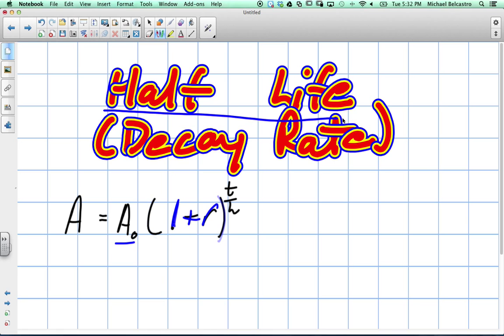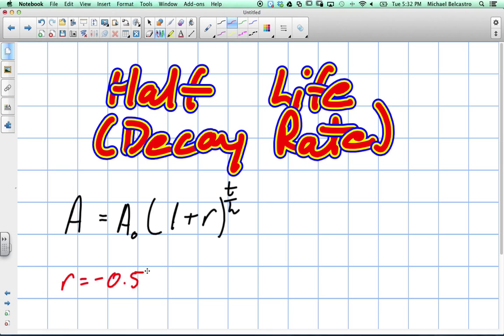Rate of change with half-life is actually a subtraction of 50%, right? In other words, the word is a half. So in our case, if we're talking about half-life, R would actually be equal to negative 0.5. That's what we plug in for R, okay? Our T is time passed.